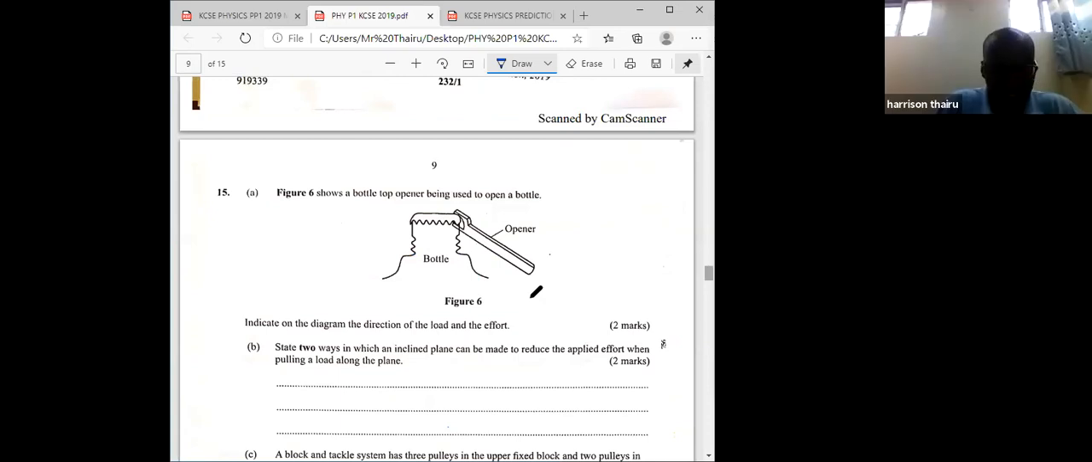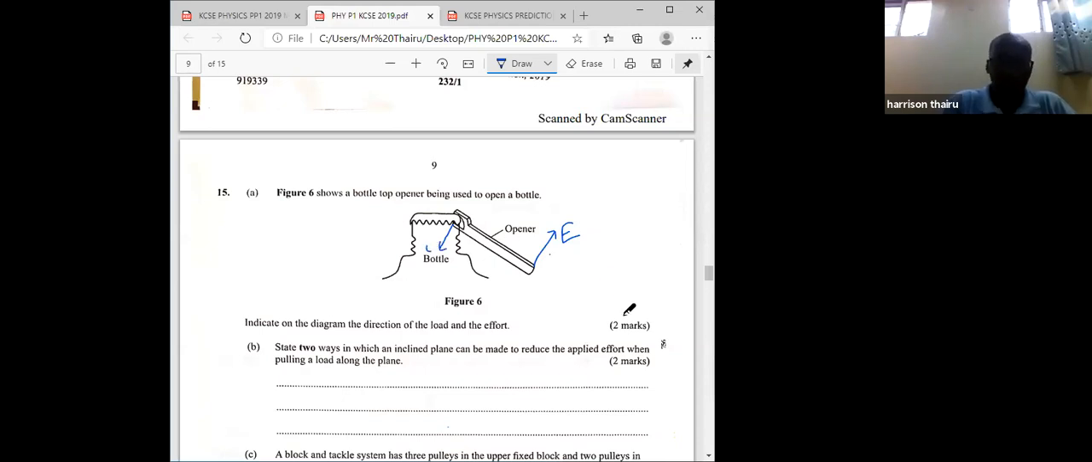So the opener at this position, that is where you are going to apply your effort. Your effort will move towards that direction. So this is our effort. Whenever you're indicating forces, make sure that you label. For example, labeling E for effort is okay. Then remember the condition that I told you: when you're sketching the forces, it must be drawn using a straight rule. The load to be overcome is at this position, the opener, and it will be acting in the opposite direction. So this is going to be the load.